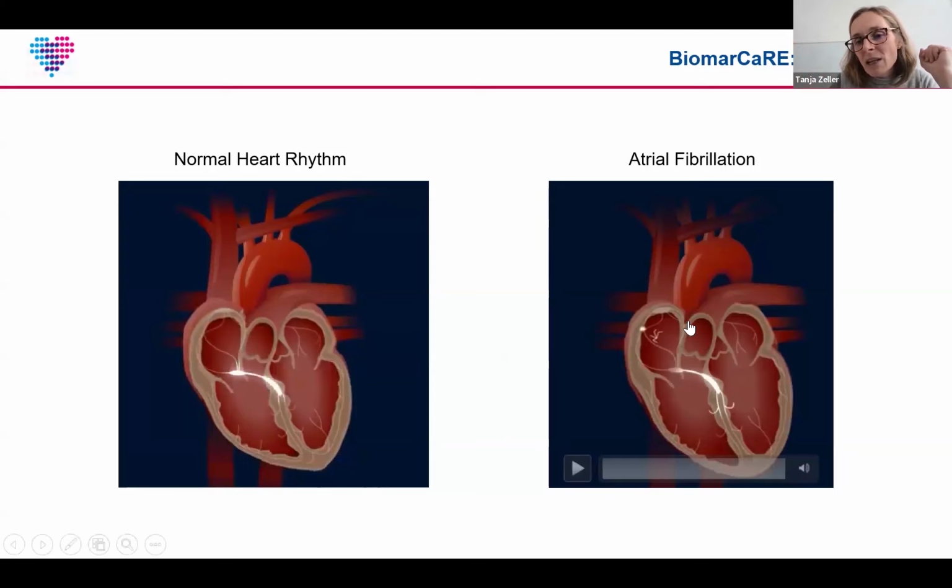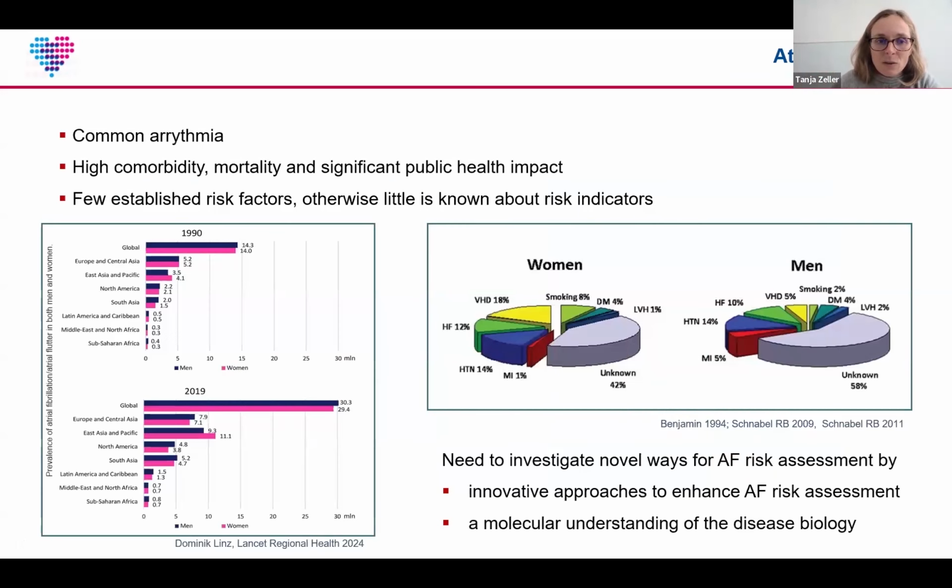If you have atrial fibrillation, you have the problem that this electrical conduction is somehow gathered within the atria and only irregularly goes to the ventricles, and then the heart cannot regularly pump, but it does something like this. And atrial fibrillation is a common arrhythmia. It has a high morbidity, and thereby is a significant public health problem.